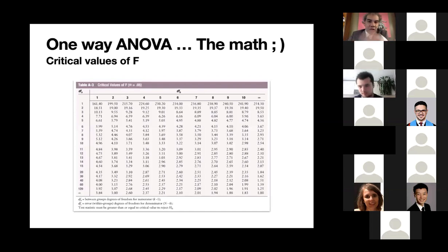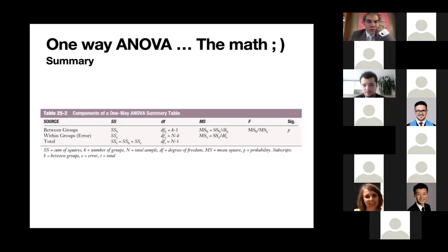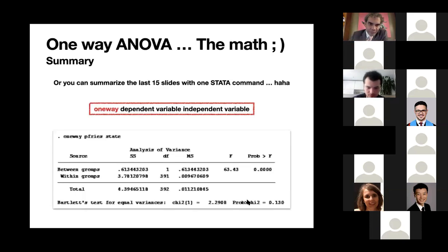This is the F distribution table of critical values you have in every statistical book. This is a little summary. You'll see here the sum of squares, the degrees of freedom, the mean squares, the F statistic, which is the between group mean square divided by the within groups mean square, and there you got your p-value. This is what you see in STATA.